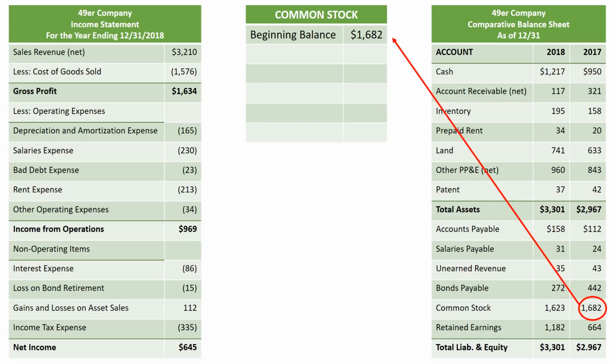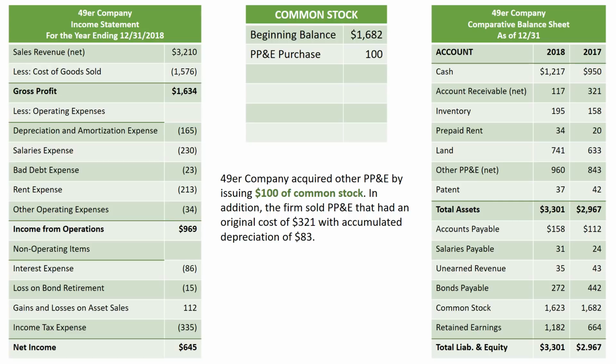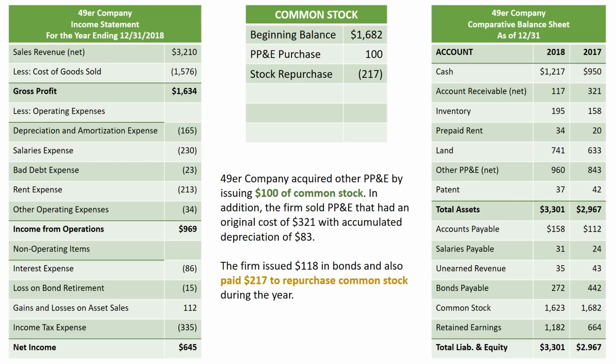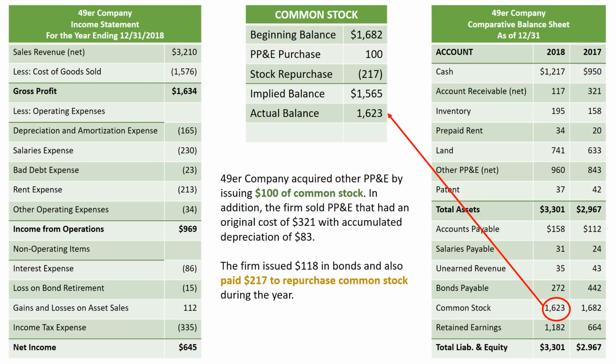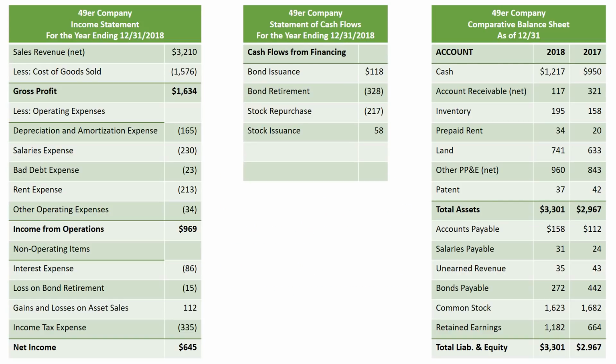So now we have our common stock account. We have a beginning balance. We are told there was a $100 issuance. We're also told there was a $217 repurchase. And so with that information, it means we should have a balance in our common stock account of $1,565. However, we see that the balance actually is $1,623. Using the same logic, that means there must have been an issuance of $58. So now we include those items in our financing section of the statement of cash flows as well. The repurchase of $217 and the issuance of $58. Again, we're just putting together the puzzle.